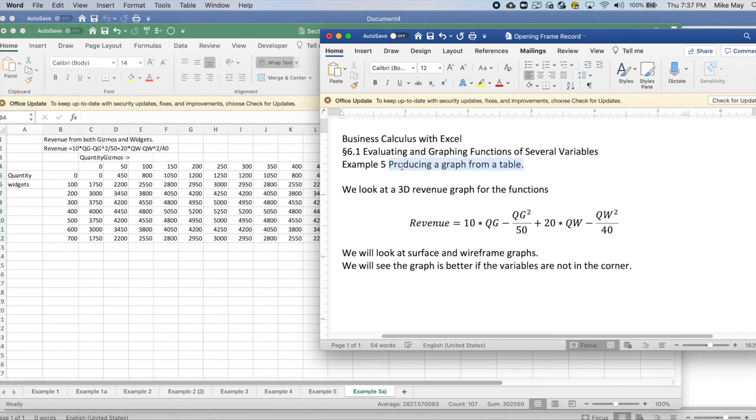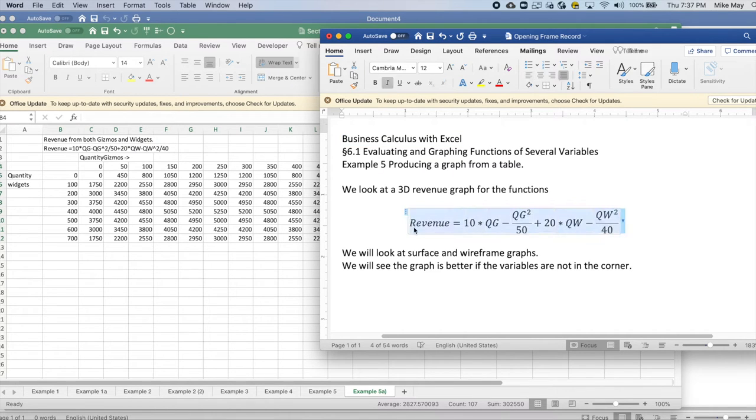Good morning. We're looking at example 5, producing a graph from tables, out of section 6.1, evaluating and graphing functions of several variables, out of Business Calculus with Excel. We're looking at a 3D revenue graph for the function.